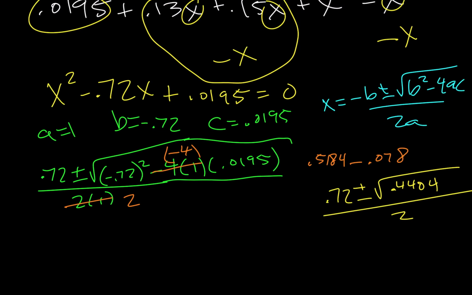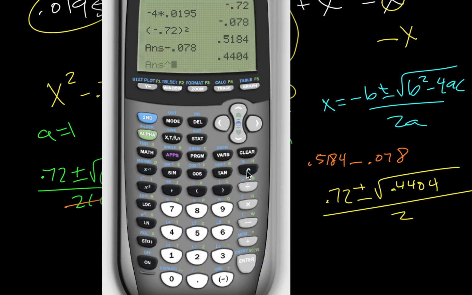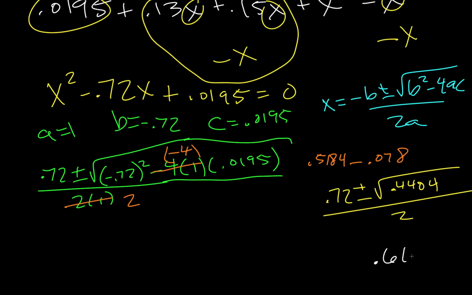Alright, we gotta keep going. So we're going to square root that number, or raise the previous answer to 0.5, which would be the same as square rooting. And so we get 0.6636. There's a plus or minus, there's a 0.72, and that's over 2. Now we need to take both these answers. We need to do 0.72 plus this number divided by 2, and then 0.72 minus this number divided by 2.